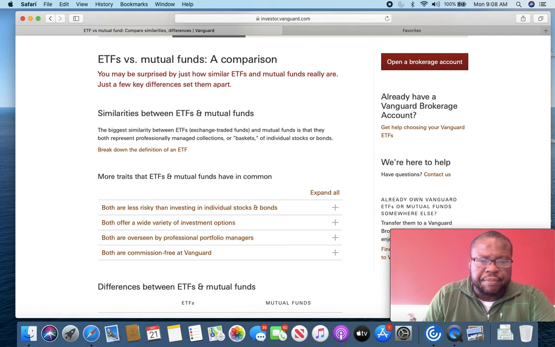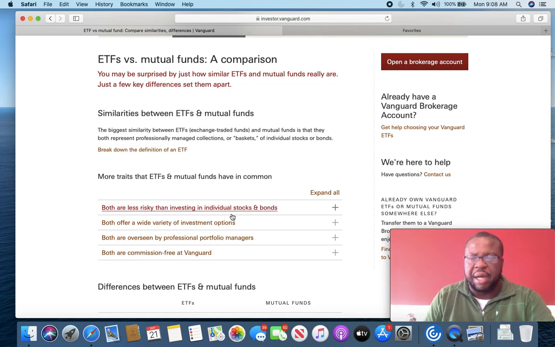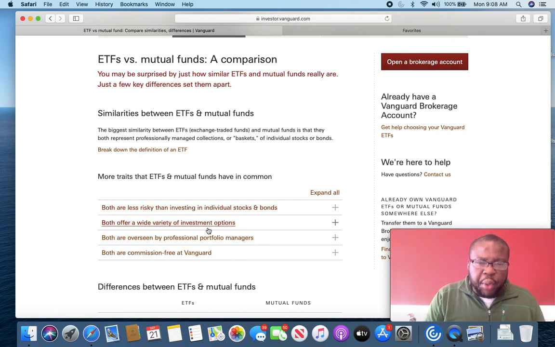So regarding ETFs and mutual funds, both are less risky than investing in individual stocks and bonds. We kind of went over that, right? Because with individual stocks, everything is concentrated in that one company. With ETFs or mutual funds, your holdings are more spread out. Both ETFs and mutual funds offer a wide variety of investment options. We kind of talked about that, right? And it's not just stocks. Let me add, there are bond ETFs as well. And there are bond mutual funds as well. Both are overseen by professional portfolio managers.